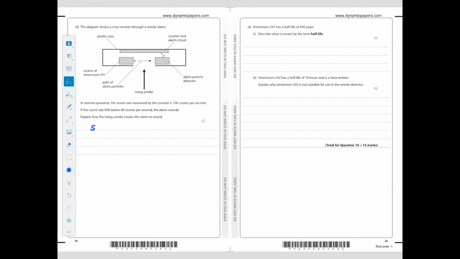So we need to say that smoke absorbs the alpha particles, meaning that fewer reach the detector.